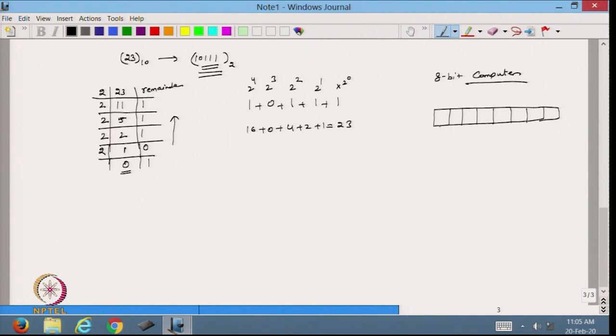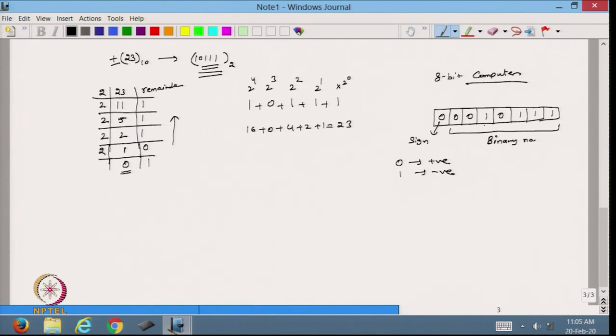So, in this case what will I do? The first bit I will generally use for the sign, to say whether this number is positive or negative. That is the sign, and the remaining part will be for the binary number. So, if I want to put 23 here, it will be 1 1 1 0 1 0 0, and this is a 0. This 0 is for positive and 1 is for negative. That is the way this 23 will be saved in the computer.